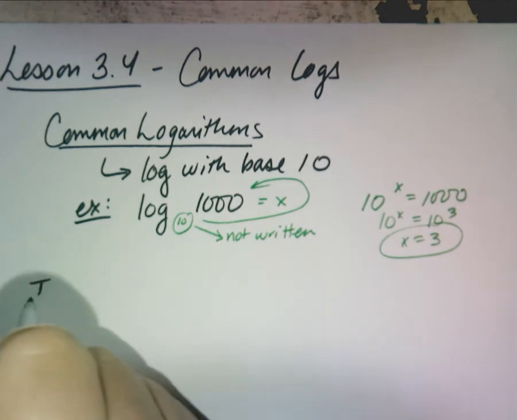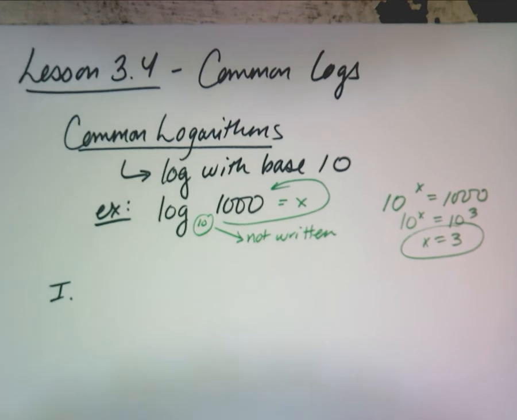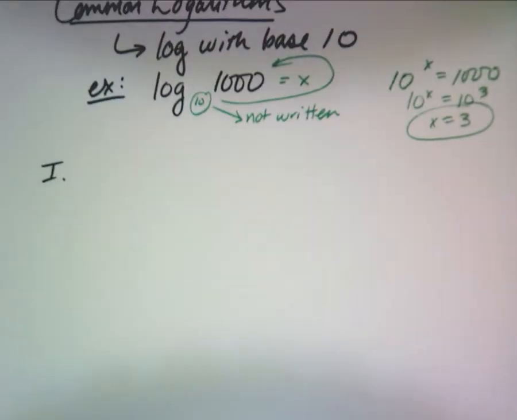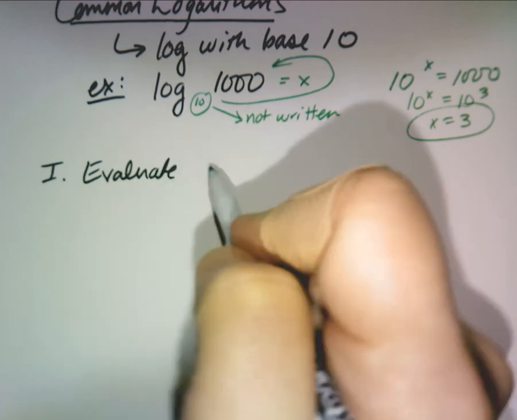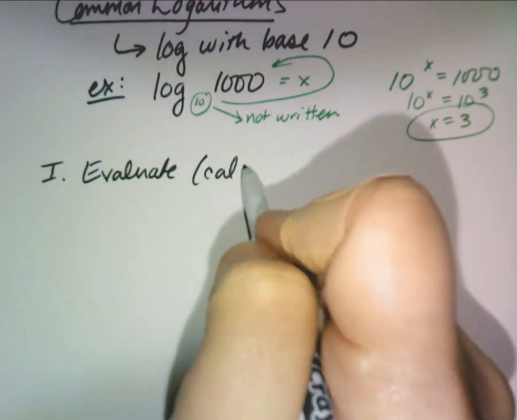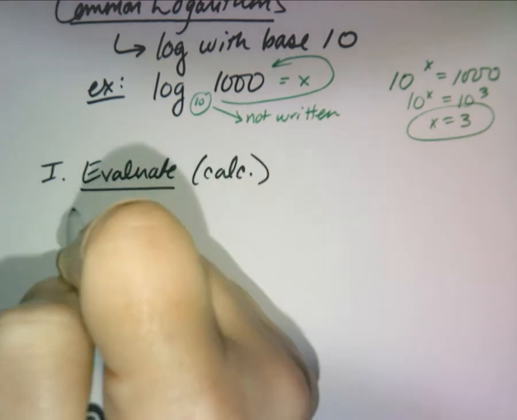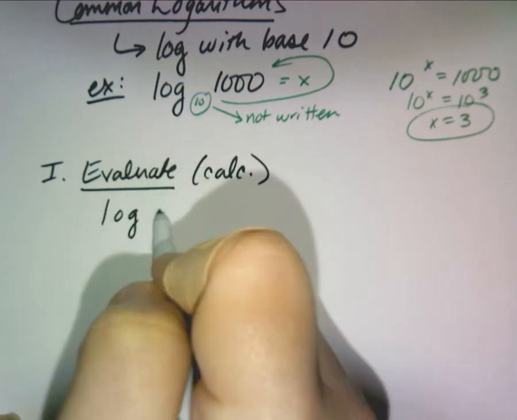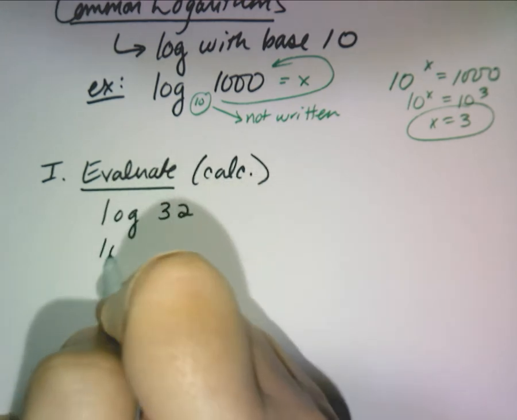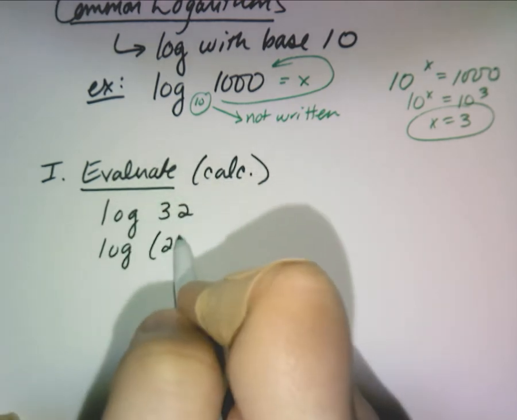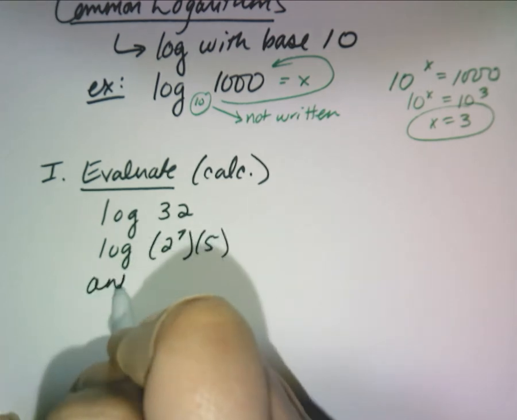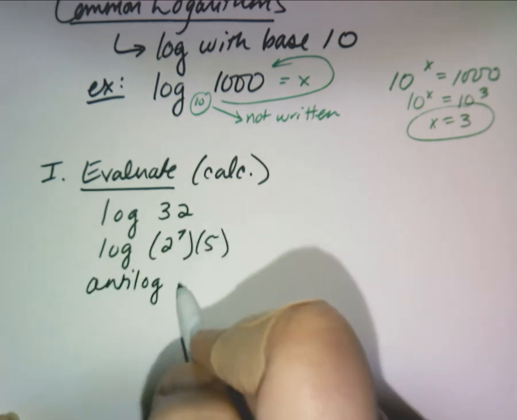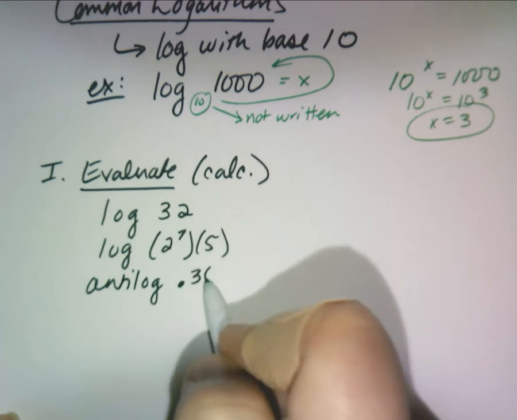So first part of your homework tonight, get this down, is evaluate, and you will be allowed a calculator. And you just have to evaluate logs. Log 32, log of 2 to the 7th times 5, anti-log of 0.3012.